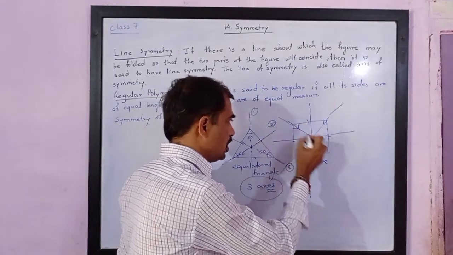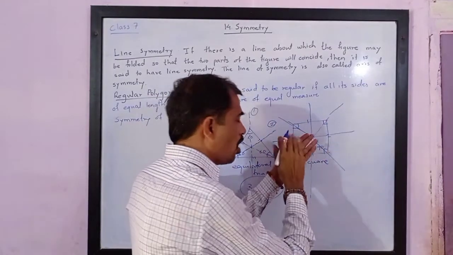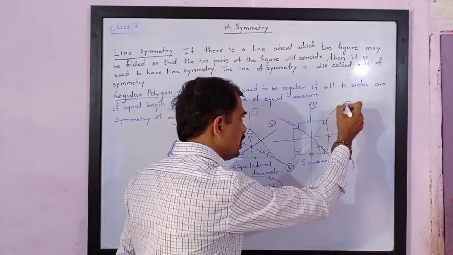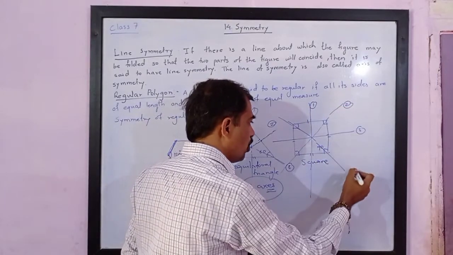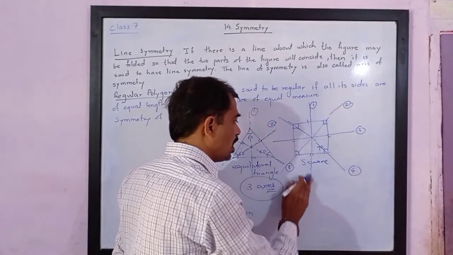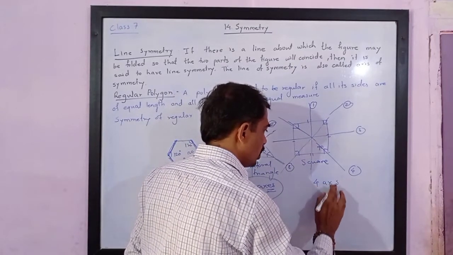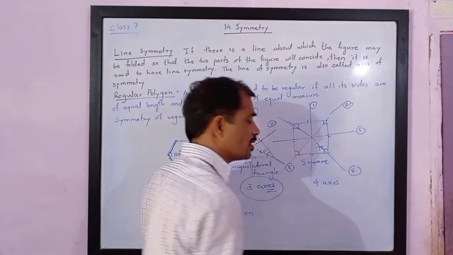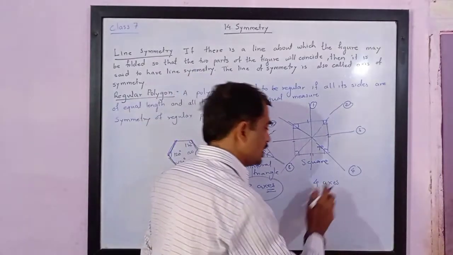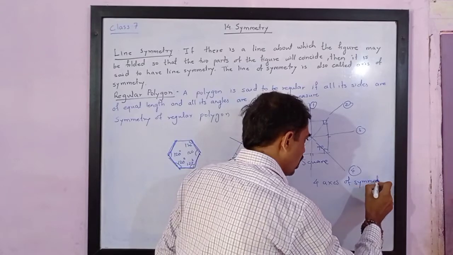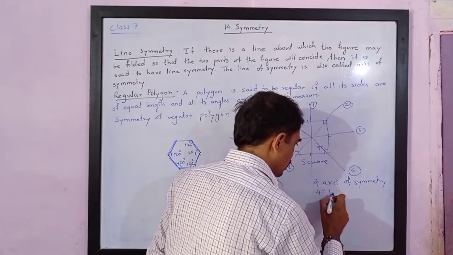If you fold along this diagonal also, you will notice that all parts will exactly coincide. So you will see that it has a total of 4 lines of symmetry, or 4 axes of symmetry. The plural is axes, the singular is axis. So 4 axes of symmetry, or you can say 4 lines of symmetry.